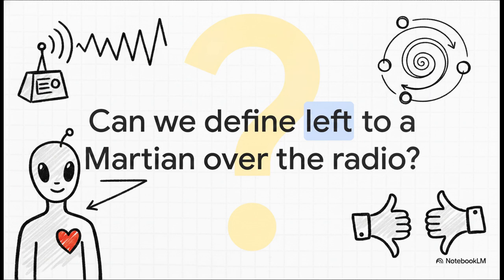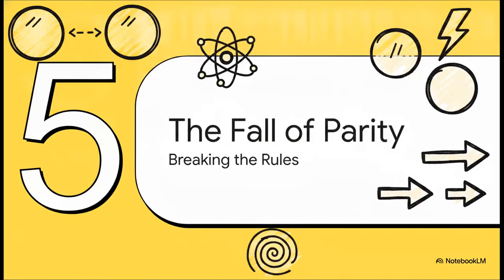They ask, okay, where does the heart go? We say, on the left side. And the Martian pauses and asks, what exactly is left? Is there any physical experiment we can tell the Martian to perform that will definitively give them the absolute, universal concept of left? And that thought experiment perfectly sets up Section 5, the fall of parity.